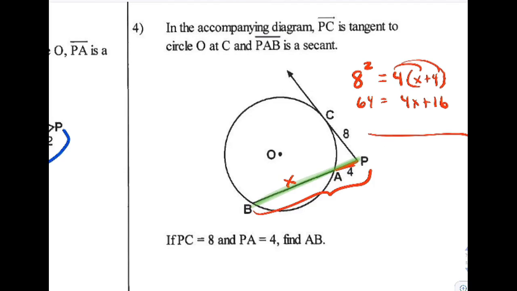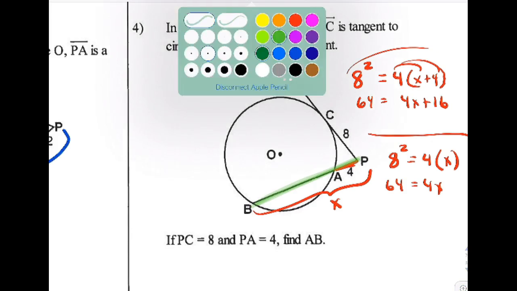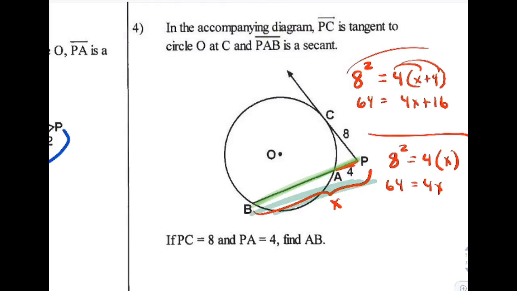Someone in period 6 tried it at the end of class. They came up with not calling this x, they called the whole thing x, and they did the outside part squared equals the outside part times the whole thing, and they got 64 equals 4x. They got an answer for x which will be different than this, but x is, in that case, the whole thing, so then they subtracted 4 and got the same answer as they would get here. There you go.